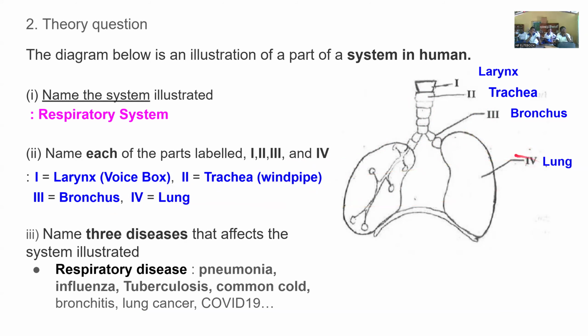And number 3, name 3 diseases that affect the system illustrated. A couple of respiratory diseases that you might need to know are pneumonia, influenza, tuberculosis, common cold, bronchitis, lung cancer, and recently COVID-19 is also a respiratory disease. So here are some diseases that you might need to know related to the respiratory system.